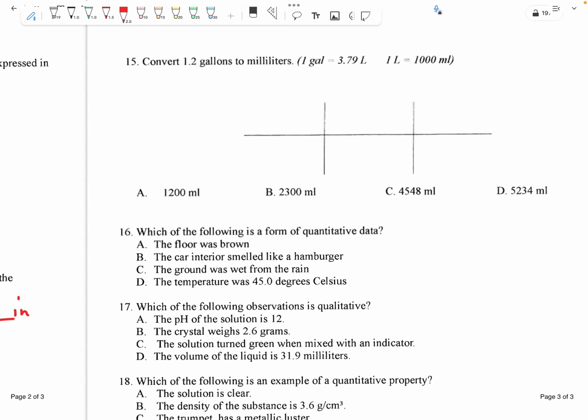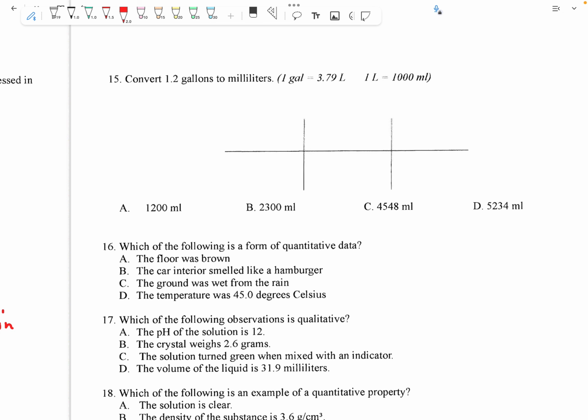Number 15, converting 1.2 gallons to milliliters. So we write our given, 1.2 gallons. We're solving for milliliters. We want milliliters over here. And we have 2 conversions we're going to use, okay? So we have gallons up here. We need to use this conversion here.